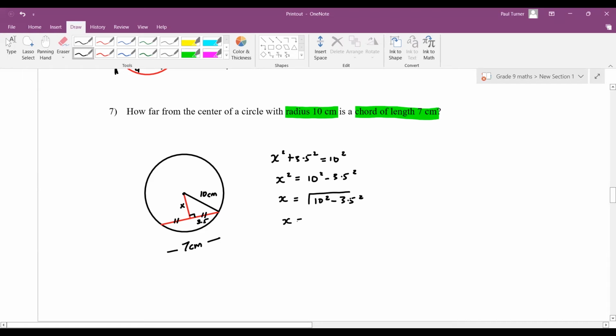And when you put that in your calculator, you'll get 3 root 39 on 2. And that will be 9.37 for your distance here from the center of the circle to the chord. So that's 9.37 centimeters. That's your answer there.